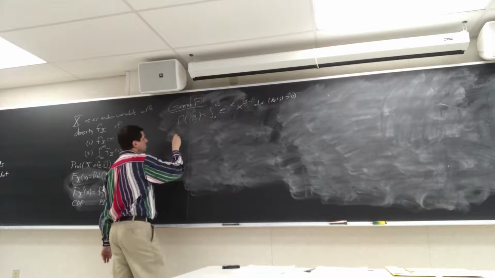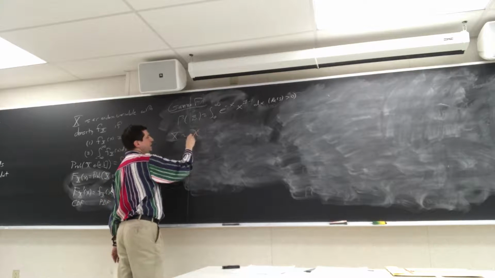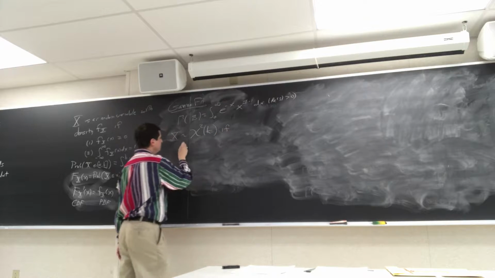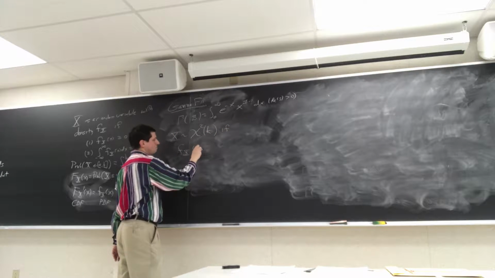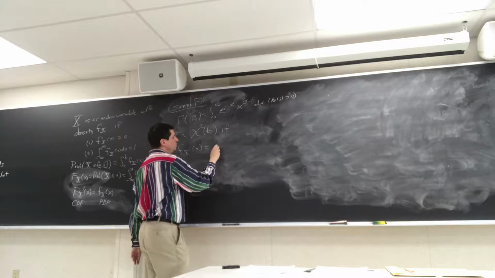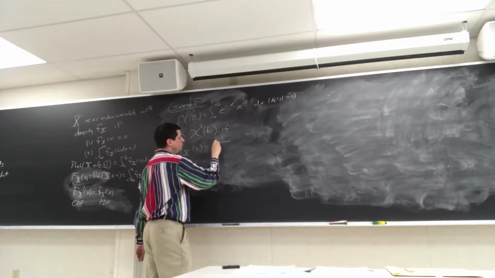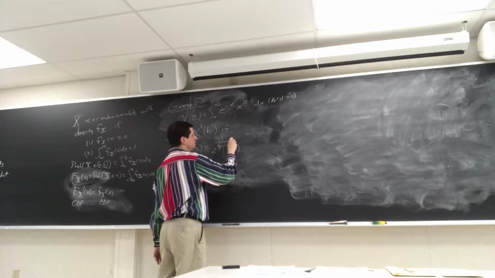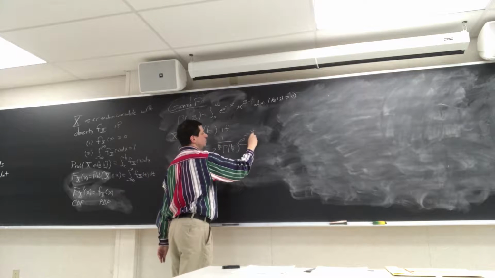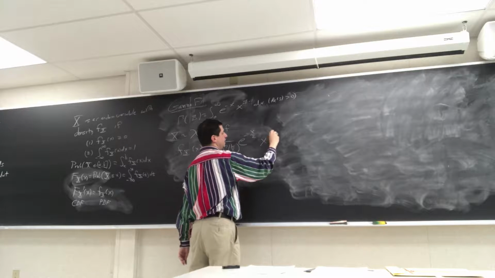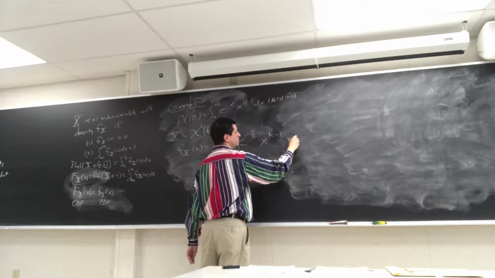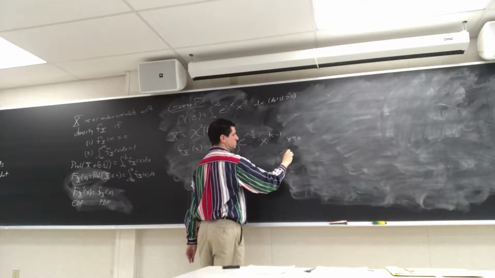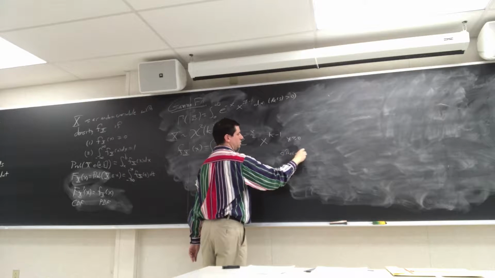So we say x is a chi-squared random variable with k degrees of freedom if the density function is equal to 1 over 2 to the k halves gamma of k halves, e to the negative x over 2, x to the k over 2 minus 1, if x is greater than or equal to 0 and 0 otherwise.